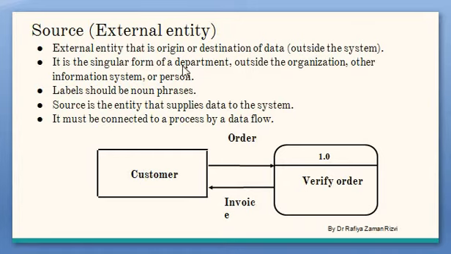It is the singular form of a department outside the organization, other information systems or person. So it can represent a department which is outside the organization, or other information systems, or a person, anything. Then here also the labels should be noun phrases, like a customer represents a person. Then source is the entity that supplies data to the system. Now this has to be a source of data that is inputted into a process or a data store.